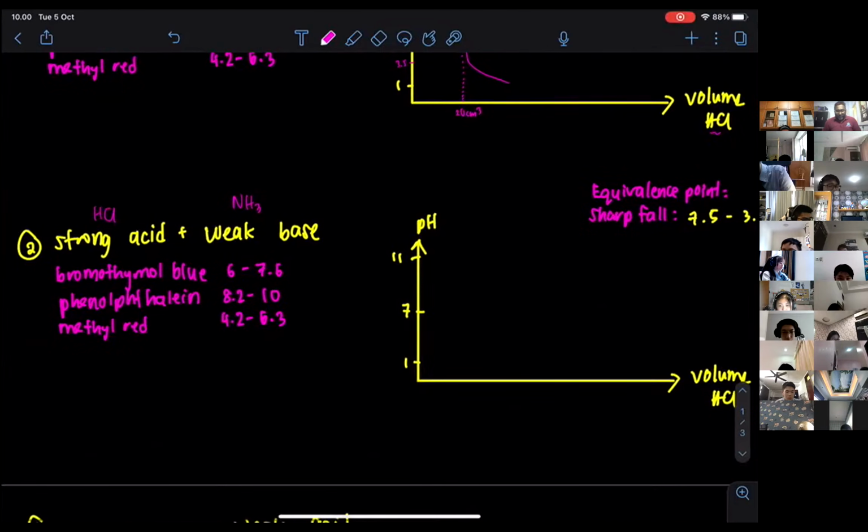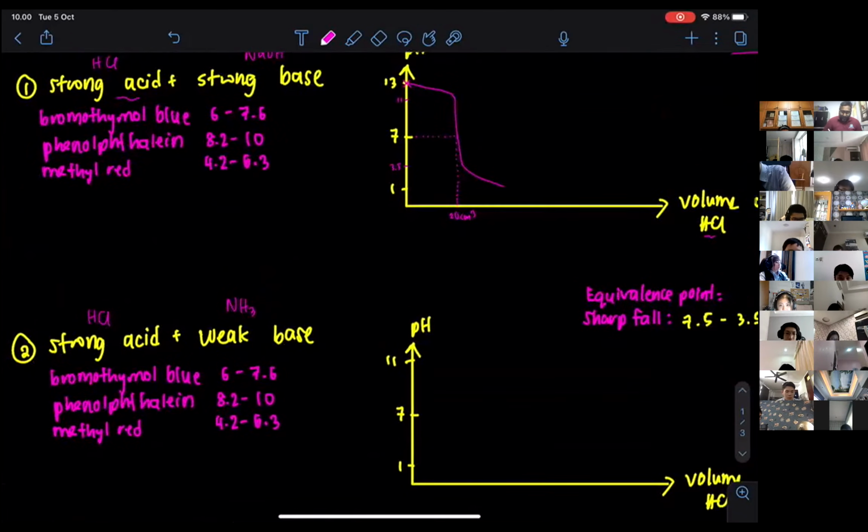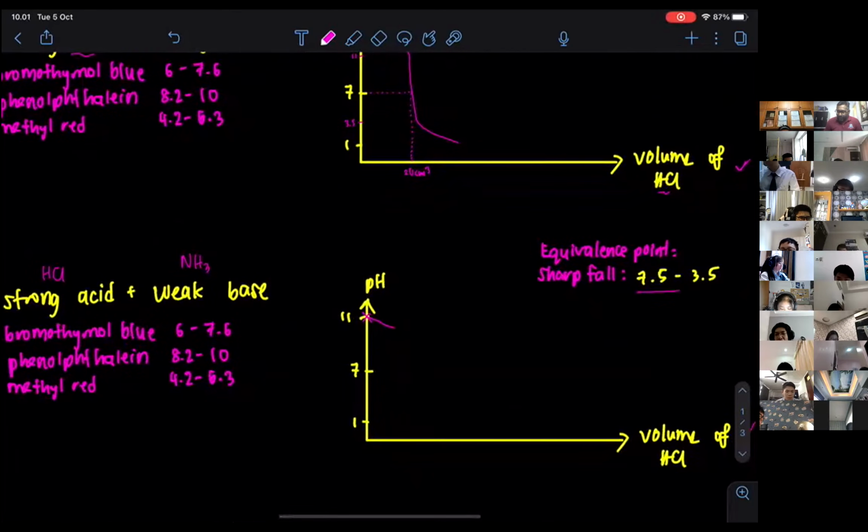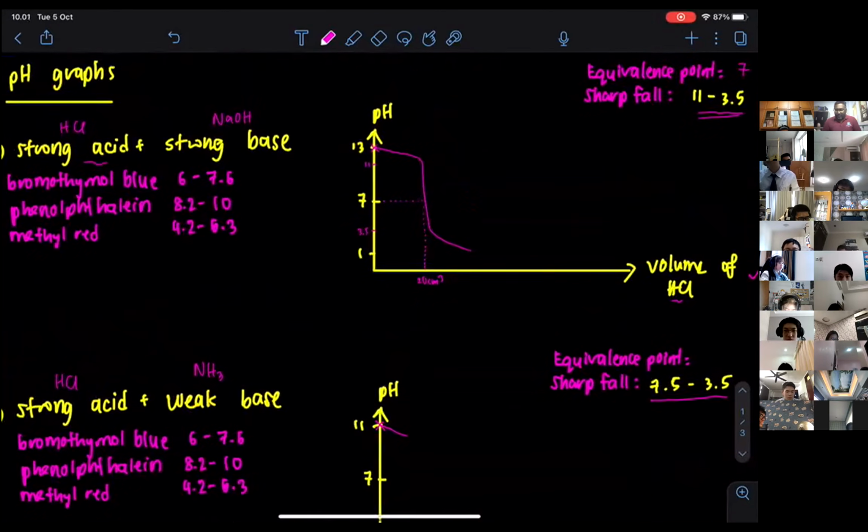So you see the weak base, I'm not going to start with 13. I'm going to start with 11 because ammonia is a weak base. So I'm supposed to go down, but I do not know where the sharp fall is going to be. This one, the sharp fall will come from 7.5 to 3.5. How do I know this? You just need to memorize.